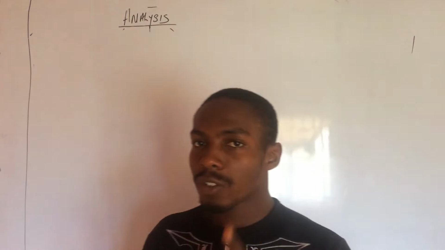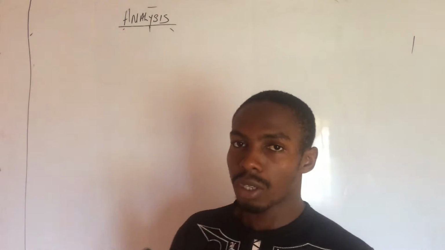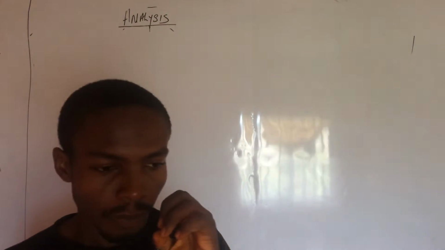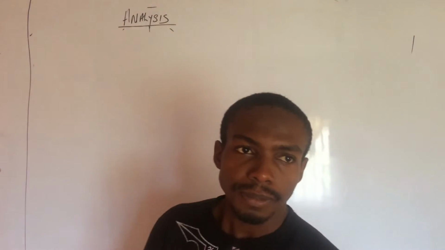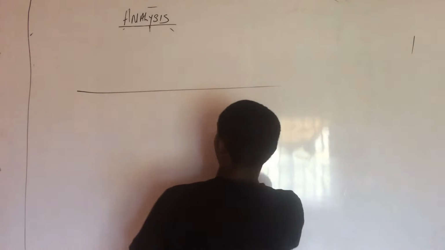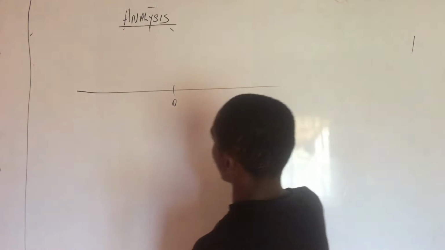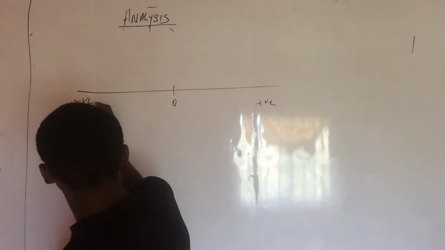In the previous video I explained what analysis is, and I told you guys that we're going to be going over to real analysis. Today in real analysis, we're going to be using the real line. Here is 0, here is positive, and here is negative.